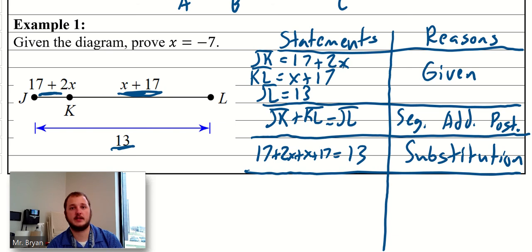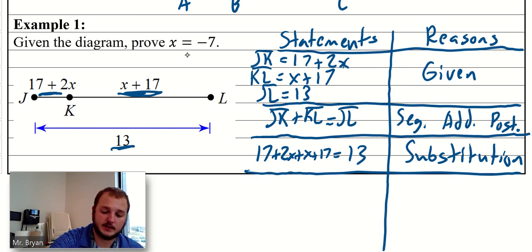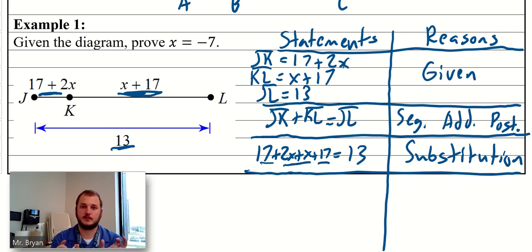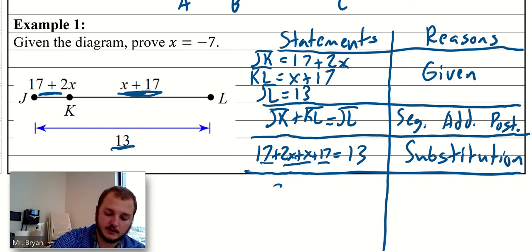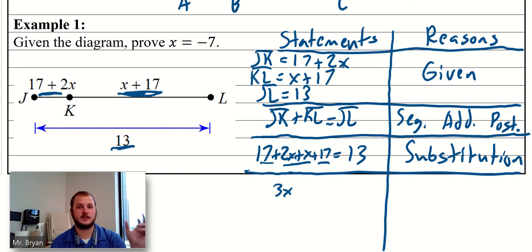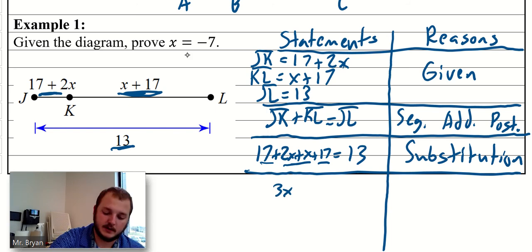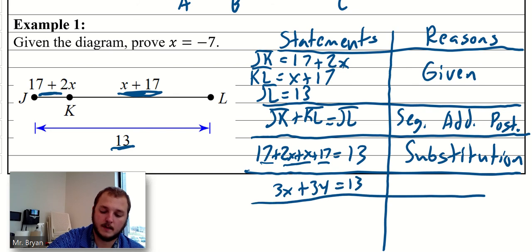Now we have our variables in here, and we can continue to solve like normal. Now we're just back to the algebraic proofs. If I have this equation here, I see there's two x terms on the same side of the equation, and two numbers on the same side of the equation, so remember I can just add those together. So 2x and x, don't subtract one from the other, just add them together. That's just going to give me 3x. And then 17 and 17, add those together, and that's going to be 34. And then equals 13 here.